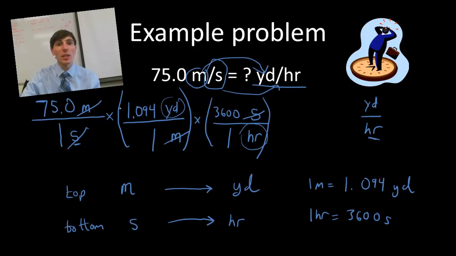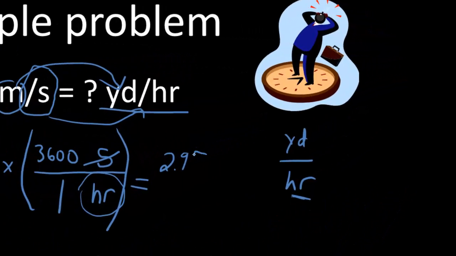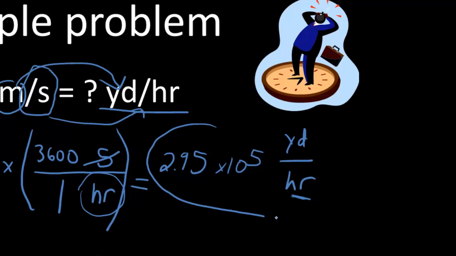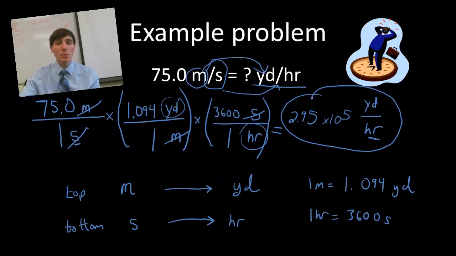And now what I can do is punch this in my calculator. 75 divided by 1 times 1.94 divided by 1 times 3,600 divided by 1 equals, and then we'll get our final answer of 2.95 times 10 to the fifth. After I put it in scientific notation, my final units will be yards per hour. That's one way to do the problem.